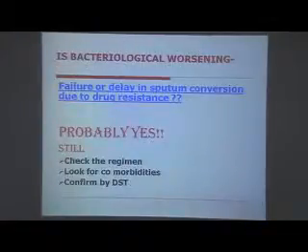Is bacteriological worsening due to drug resistance? That is a failure or delay in sputum conversion. You do a sputum examination, it is positive; 2 to 3 months later you do a repeat sputum examination, and it is again positive. Do you think of drug resistance? Probably yes. So drug resistance you have to suspect only with bacteriological proof. Please remember this. Still you have to check the regimen, look for the comorbidities and confirm by drug sensitivity testing. DST is drug sensitivity testing. Okay.